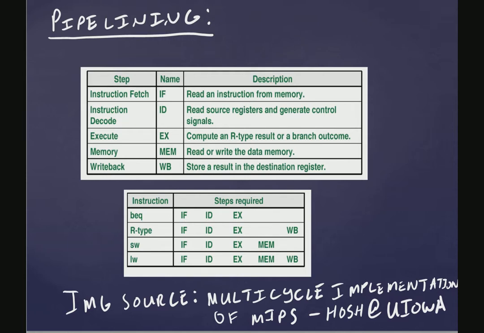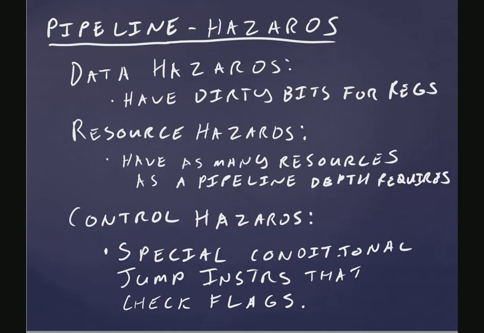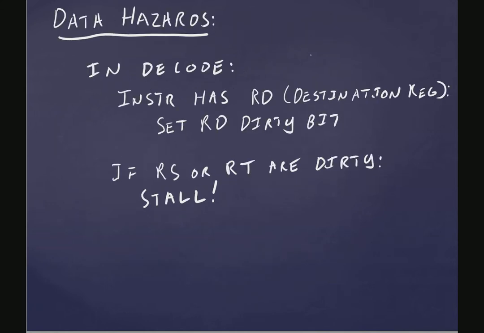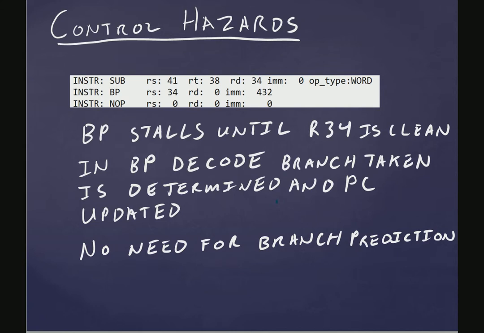And for pipelining, we have all of these stages that we need to implement, but not all instructions will use all the stages. For our pipeline hazards, if we have hardware redundancy equal to our pipeline depth, this one is taken care of. And let's talk about data hazards and control hazards. Data hazards can be taken care of using a method where if you have a destination register in an instruction, you set the dirty bit for it, and if the source registers are dirty, you stall the CPU until they're clean.